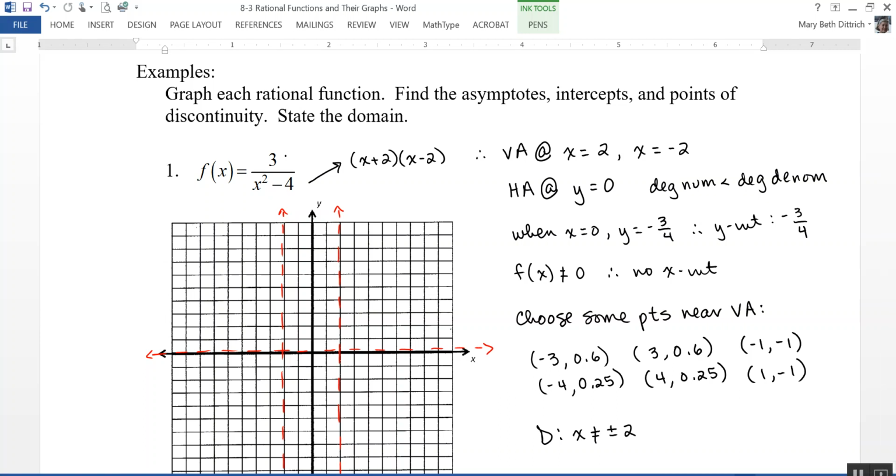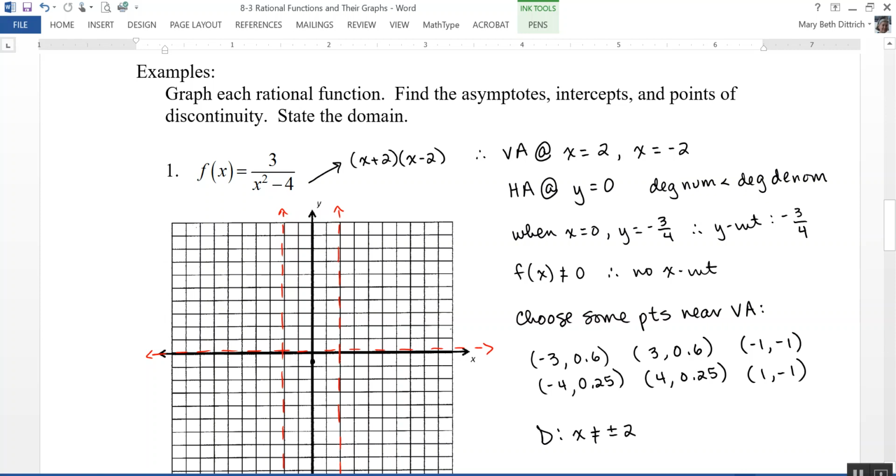So let's go ahead and graph those points. Well, I put the vertical and horizontal asymptotes in there already. Let's go ahead and graph the y-intercept, which is going to be kind of down here. Now that doesn't tell me a whole lot about what the graph looks like. So let's go ahead and choose some points that are near the vertical asymptotes. In other words, a few points on either side.